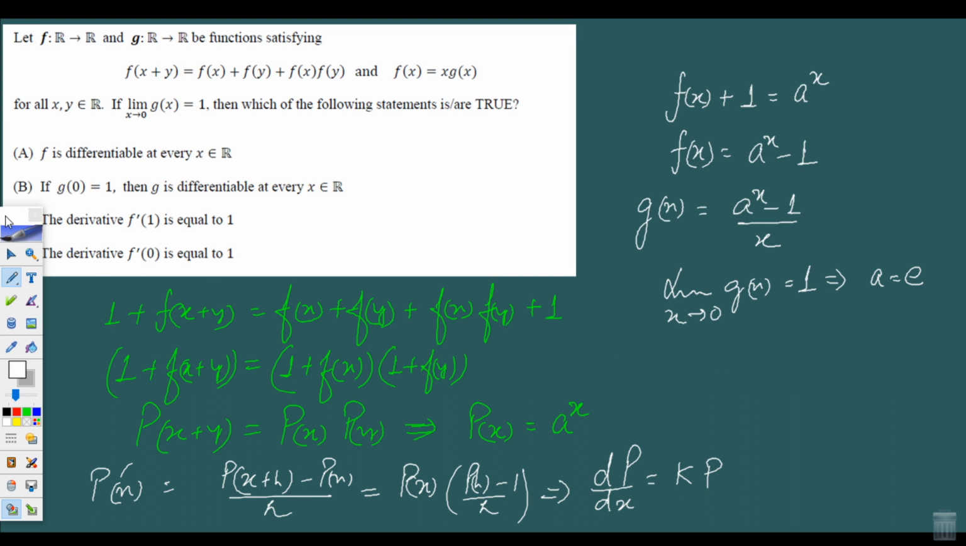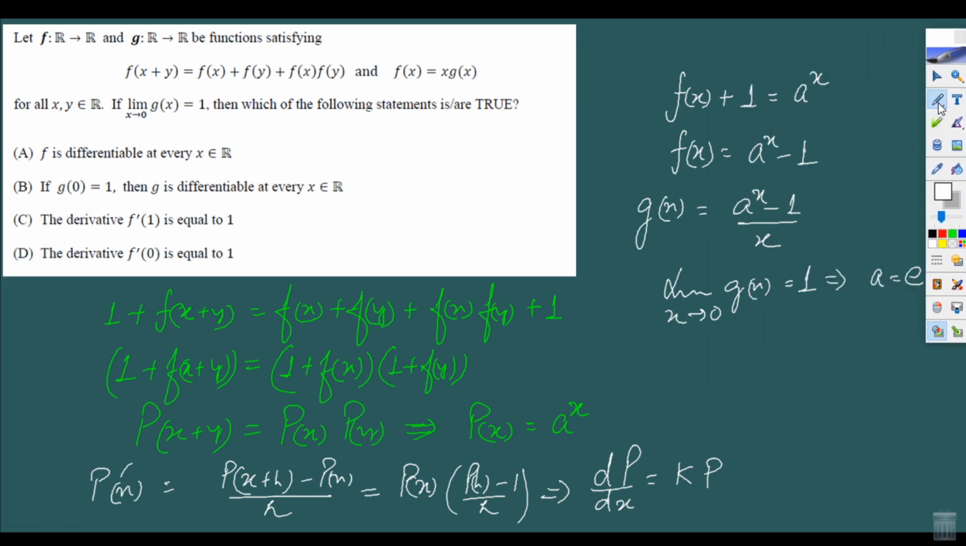Now if we start looking into the options, the first one says that f of x is differentiable for every value of x, which obviously is correct because this is directly a function. If g of 0 is 1, now g of x is not defined at 0, but if g of 0 is 1, then the limiting value of g of x at 0 is 1, so the function is continuous. Otherwise g of x is throughout differentiable, so this becomes correct.